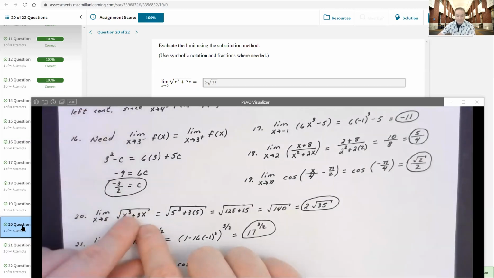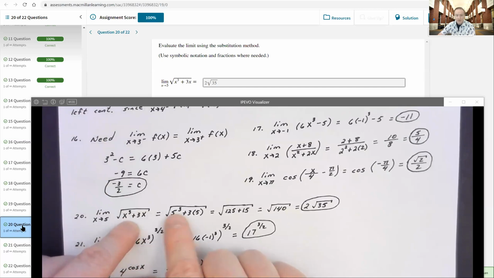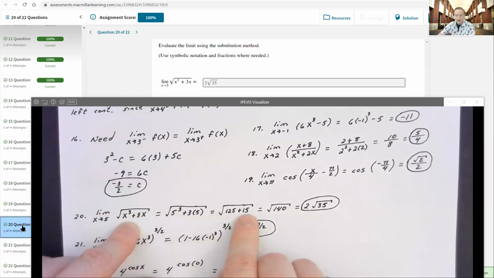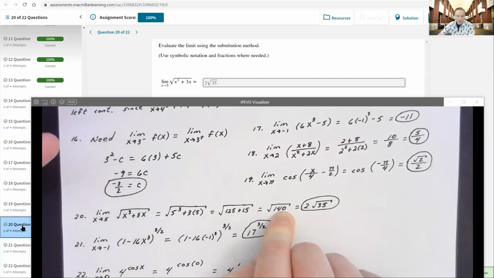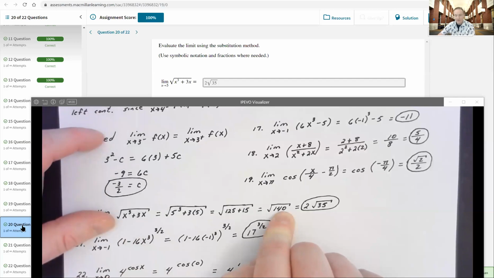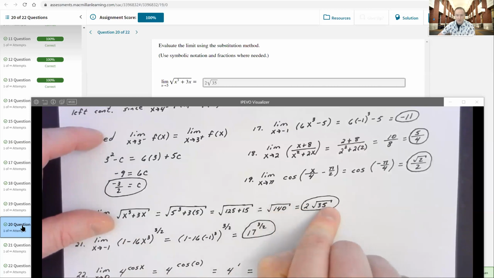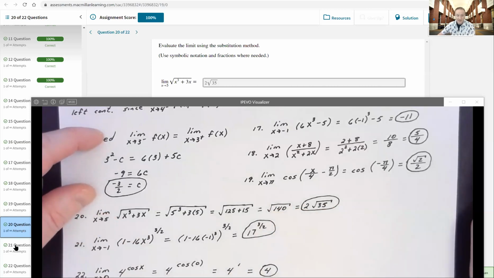My next one, similarly, I just plug the 5 in. I have the limit as x approaches 5 of the square root of x cubed plus 3x. Becomes the square root of 5 cubed plus 3 times 5. Becomes 125 plus 15. Then I get the square root of 140. And then with that, I just said, well, I know 4 is a factor of 140. 140 divided by 4 is going to give me 35. So then I said, this will break down into the square root of 4 times the square root of 35, which is 2 root 35, for our final exact and simplified answer.